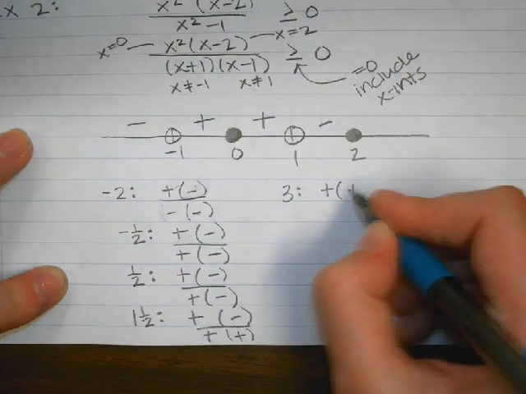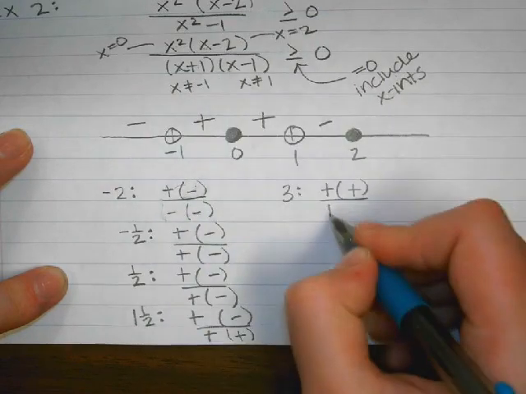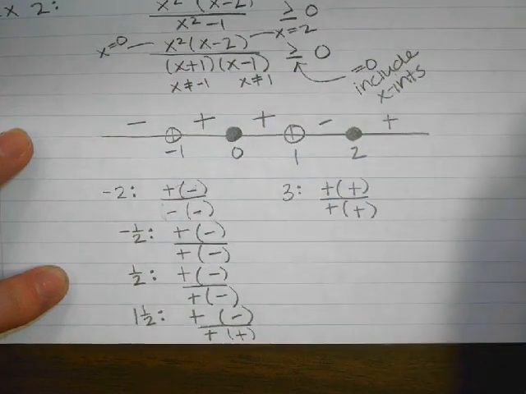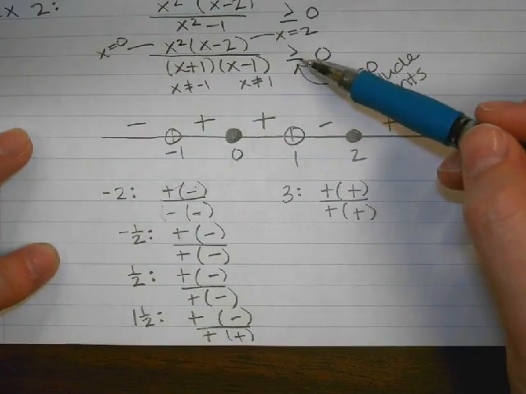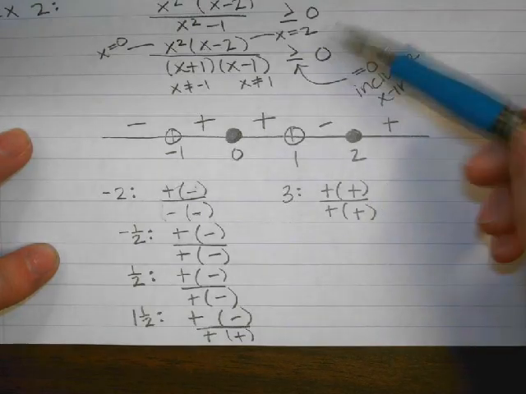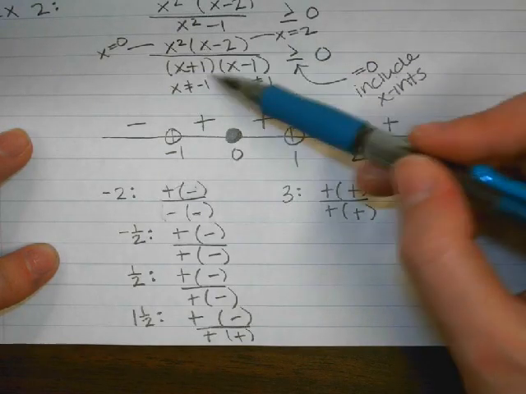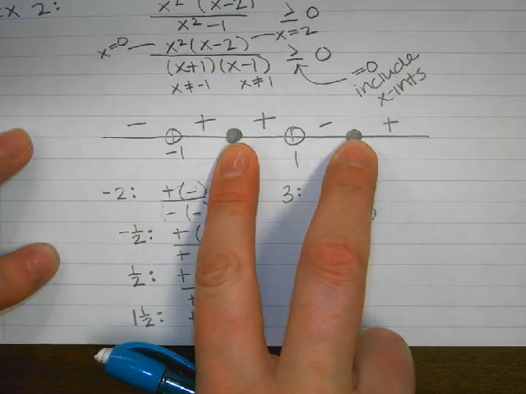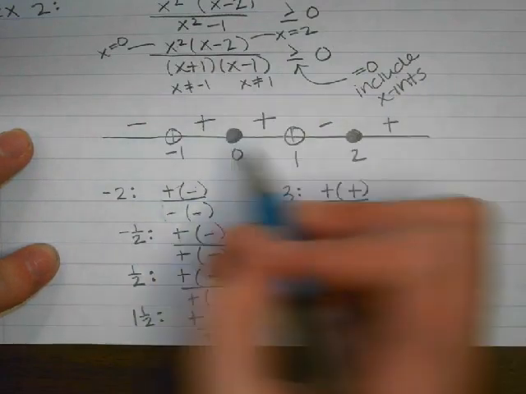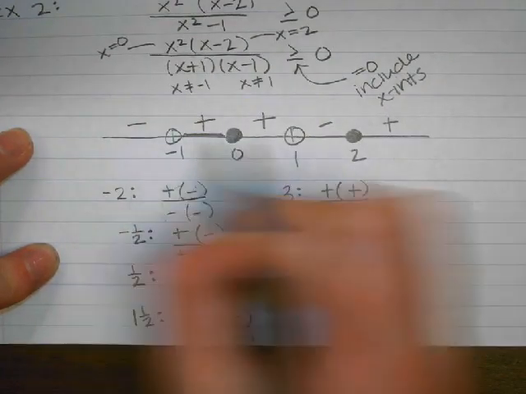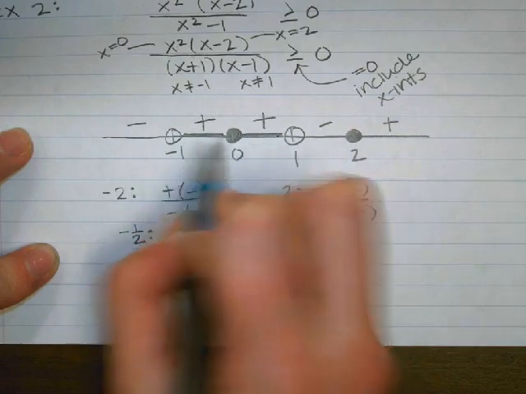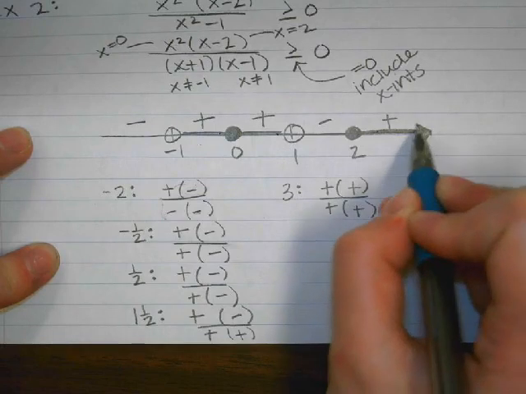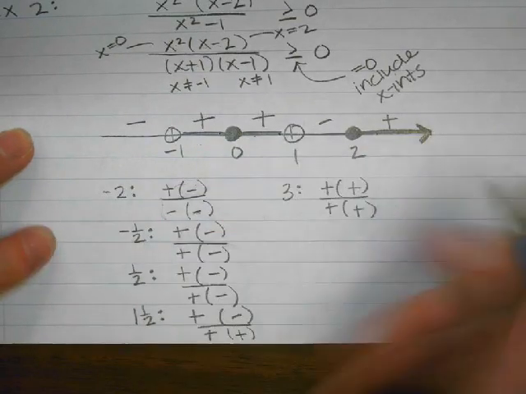3 minus 2 is positive. 3 plus 1 is positive. 3 minus 1 is positive. Okay, so now we have to consider our inequality sign. Our inequality sign says we want things that are bigger than or equal to 0. So the ones that are equal to 0 are right here, and the ones that are greater than 0 are these positives. So you're not going to say, oh, every time I use the minuses or every time I use the pluses. You're going to use the ones that make sense for the inequality.